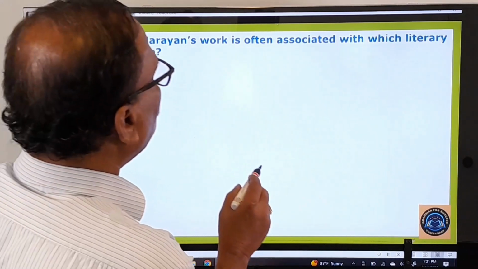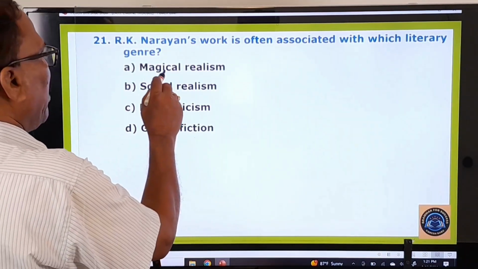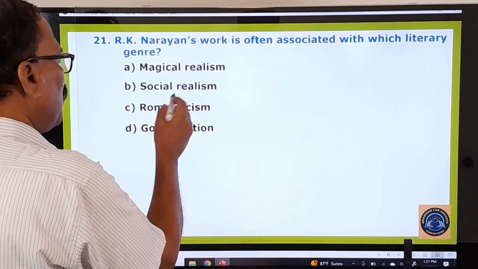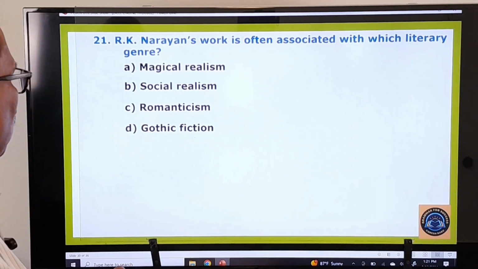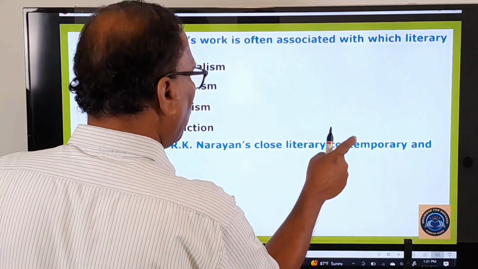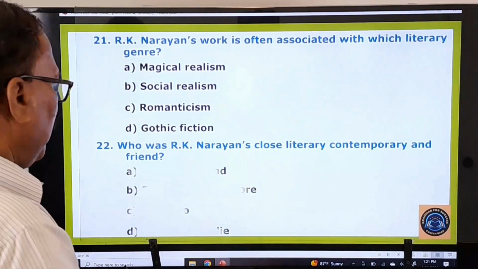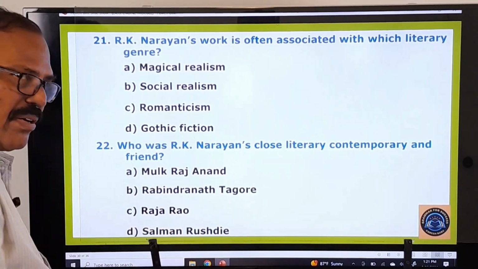R.K. Narayan's work is often associated with which literary genre? Magical realism, social realism, romanticism, Gothic fiction. Okay, right. Who was R.K. Narayan's close literary contemporary and friend? Mulk Raj Anand, Rabindranath Tagore, Raja Rao, Salman Rushdie.